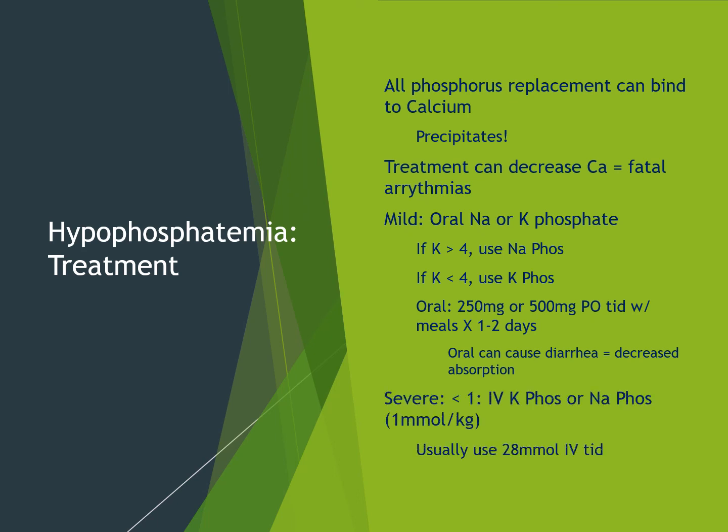The other option is if they have severe hypophosphatemia, you can give IV phosphorus. This is either potassium phos or sodium phos, and this is the same rule as above. If their K is greater than 4, you give sodium. If it's less than 4, you give potassium phosphate. Typically, how to calculate this is you give 1 millimole per kilogram of body weight. It's usually around 28 millimoles IV that you'll give TID, and then you'll recheck the phosphorus and see how much more you need to go. Typically, it rises pretty quickly, though, and you don't have to keep replacing it.